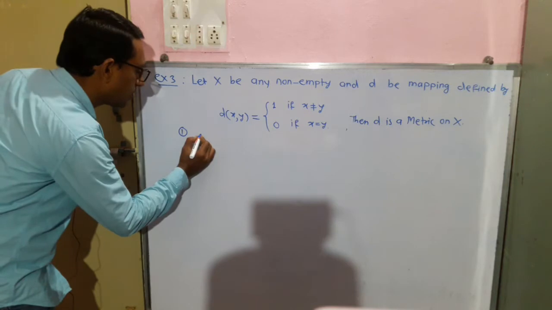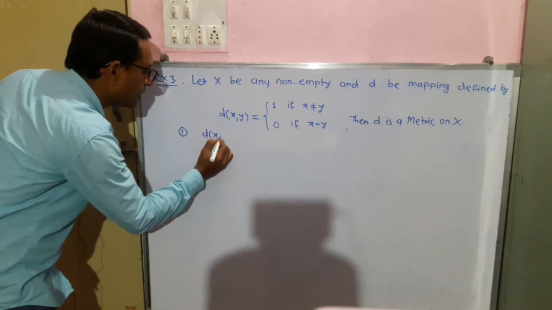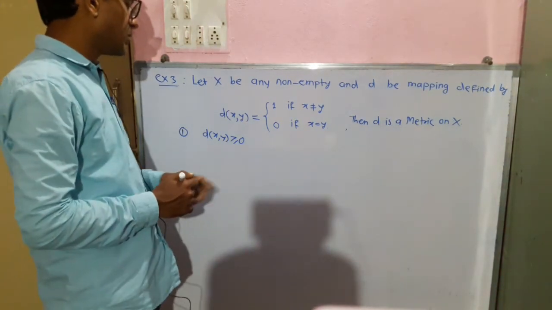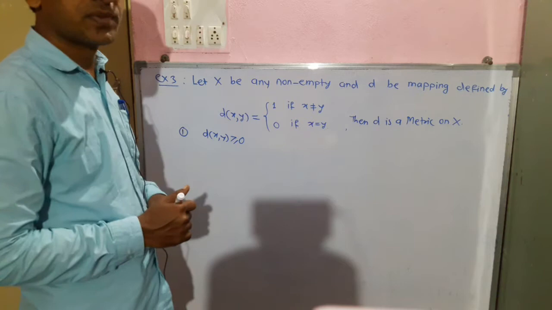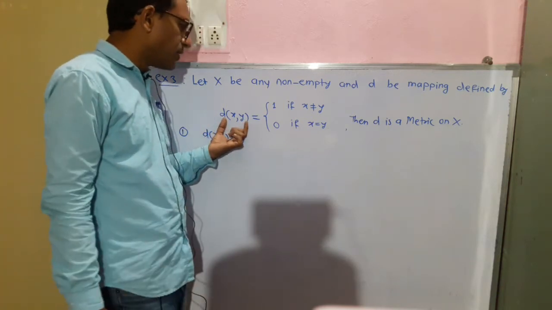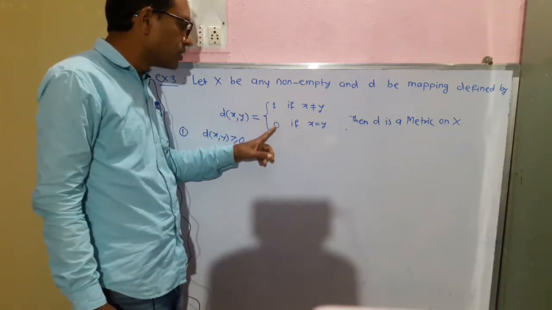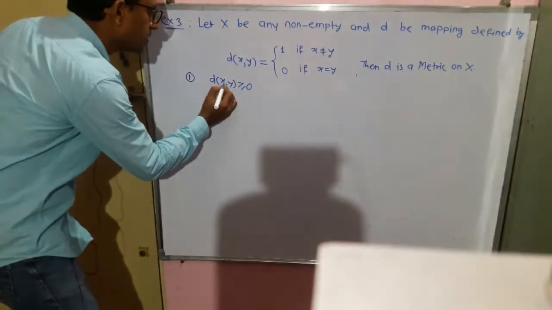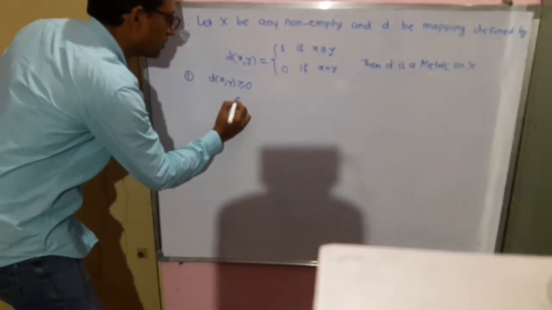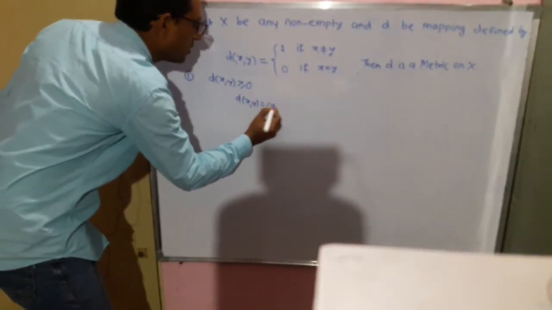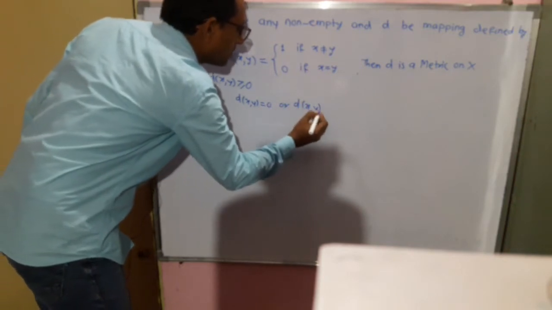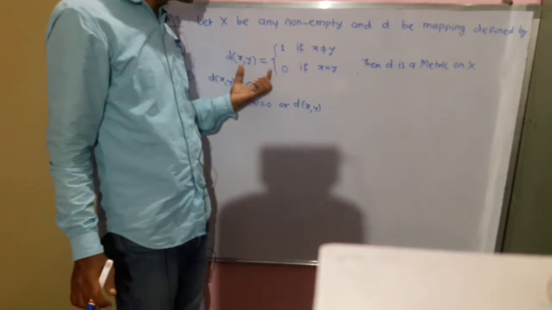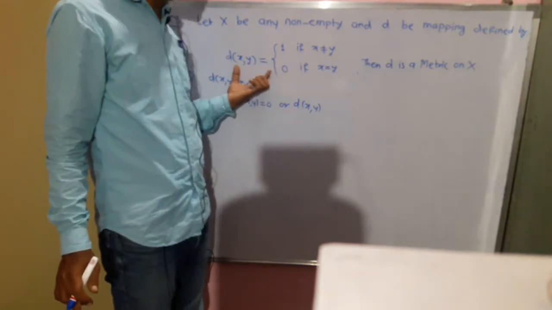The first property: we have to prove D of xy is greater than or equal to 0. That is, the distance between any 2 elements is greater than or equal to 0. This function takes only 2 values, either 0 or 1. So the distance between x and y is either 0 or 1, and combined, the distance between x and y is greater than or equal to 0. So the first condition is obvious by the definition of this function.